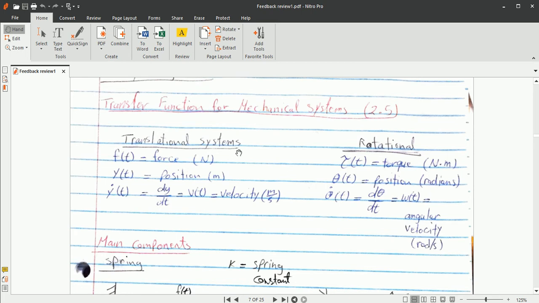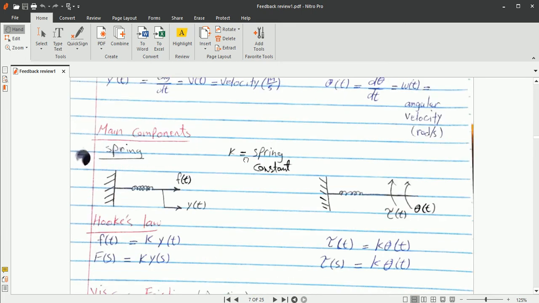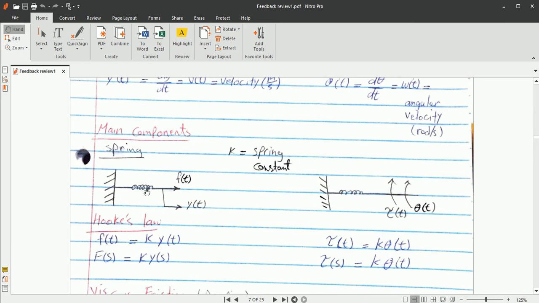Accordingly, on the rotational side, for the force you have the torque, which is in Newton meter, and instead of x or y you have theta, the position, which is in radians. The derivative of the position is the angular velocity omega of t, and the derivative of the angular velocity is the angular acceleration, that is alpha. Okay, that is alpha.